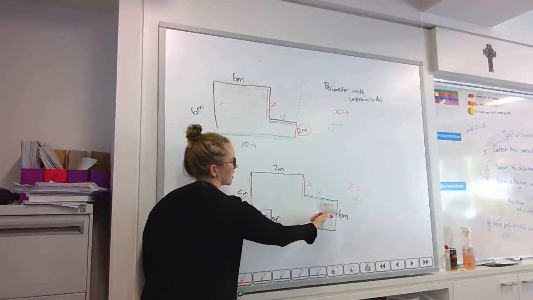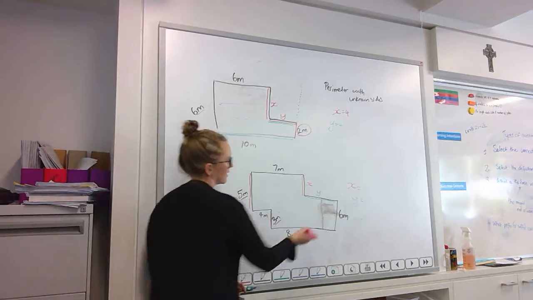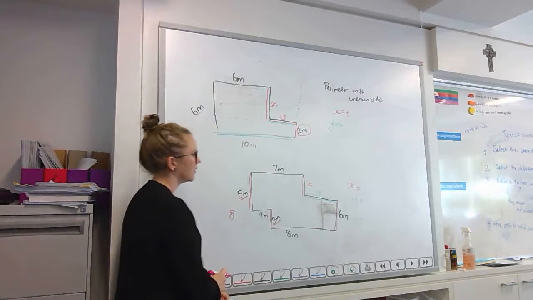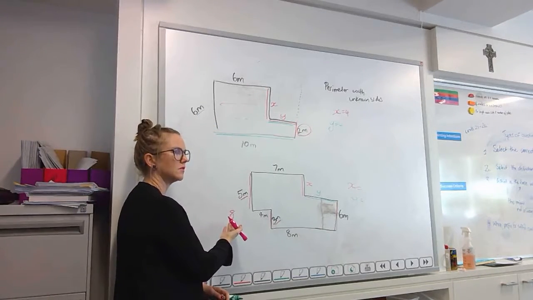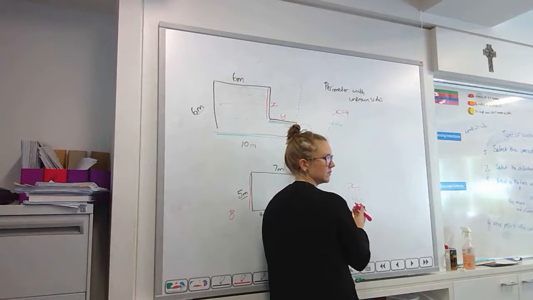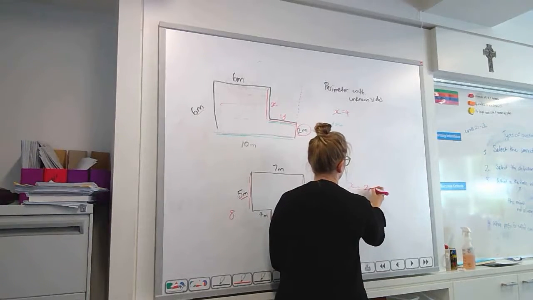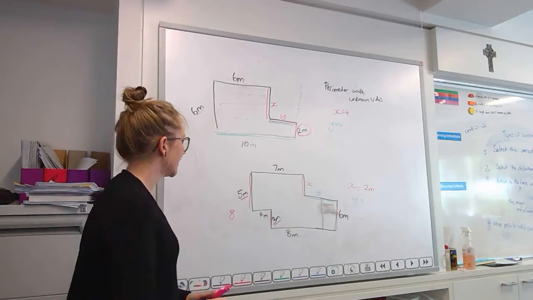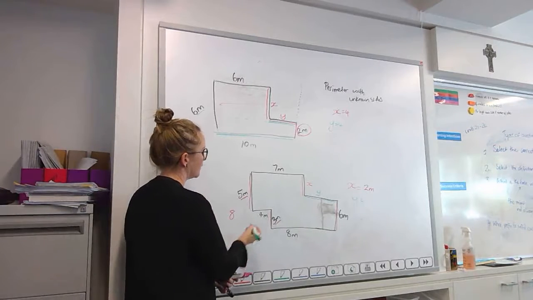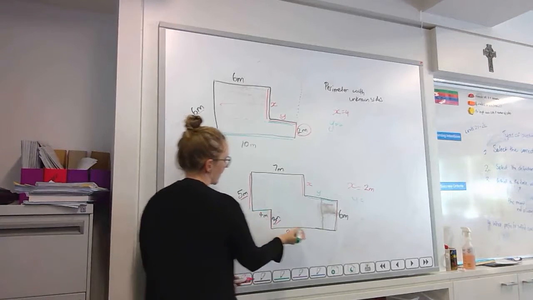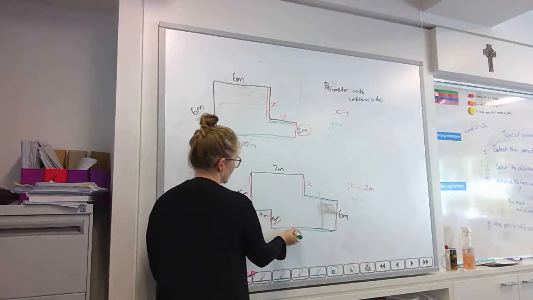So if I've got 6 over here already, what am I missing to get to 8? 2. Hands up, you got it right? I got 5 on mine. Okay, now we've got 4 and 8 as a matching pair over here.